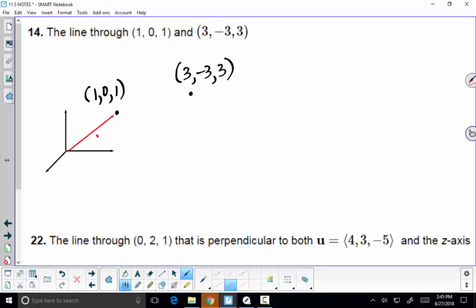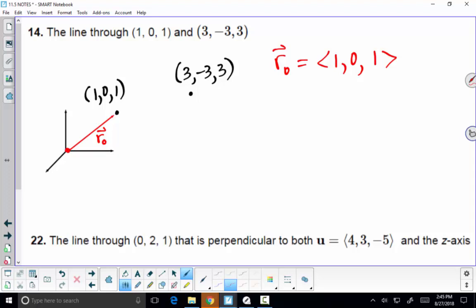Is that the only option for R naught? No. You could have chosen that one. It does not matter. For a vector valued representation of a line, there's an infinite number of choices. There's an infinite number of R naughts, and an infinite number of V's. So I'm going to choose that one to be R naught. So R naught, as a vector, will be the vector 1, 0, 1, because I'm displacing off of the origin to generate that vector.